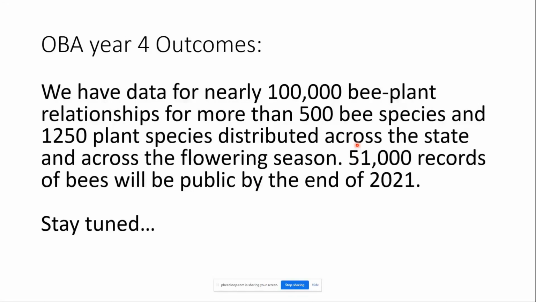So we've gone through about 4 annual cycles now. We have generated probably in excess of 100,000 bee specimens with bee-plant relationship data collected. These are for more than 500 bee species, collected from more than 1,250 different flowering plant species. And of course, these are widely distributed across the state and across the flowering season. We hope to have about 51,000 records published on GBIF by the end of the year, so please stay tuned.